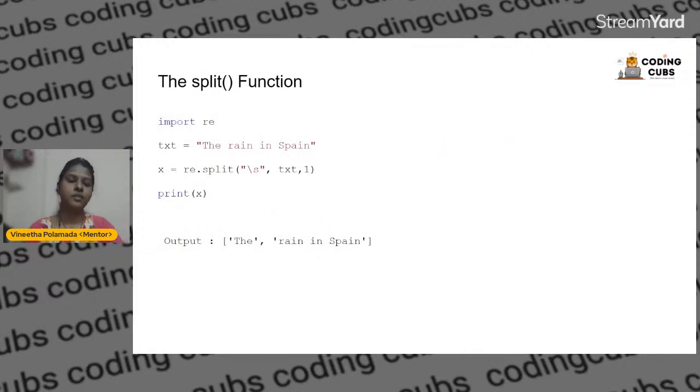And coming to the split. What split does is that here also I'm just saying that whenever I get a space character, I have to split the given string. So the first space character that I got was after the. Because I'm mentioning one, it will just split the sentence whenever the first space character occurs. Okay.